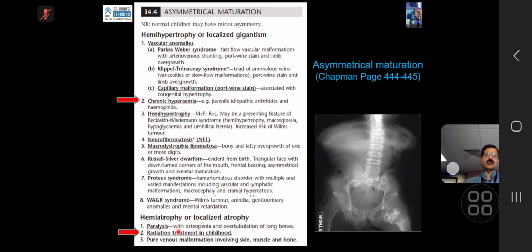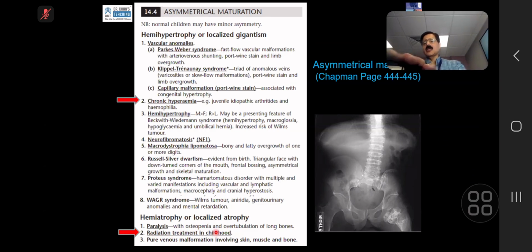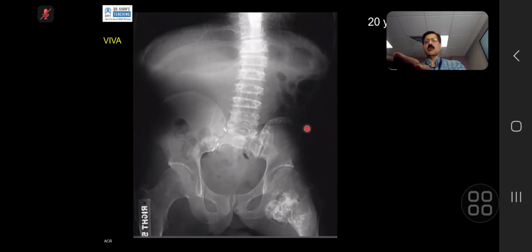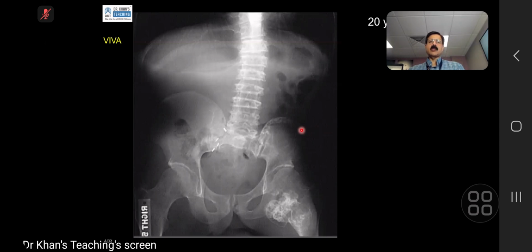You must develop your eyes on this. Radiation treatment in childhood. This is what it causes. So what happens in radiation treatment of childhood? Radiation causes a sort of small vessel ischemia, a vasculitis type of thing, small vessel. And that is why there can be atrophy.